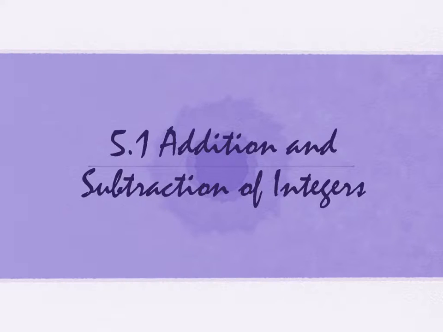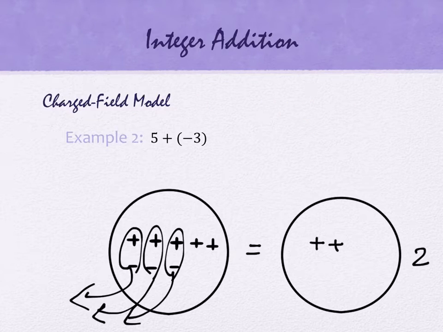Last time we started section 5.1, we were talking about addition and subtraction of integers. We looked at some models for addition and subtraction with chips, with number lines, with charged fields, and with patterns. And we also looked at some absolute value comments and how that works a little bit. We're going to take a look today at properties of integers and then continue on from there.